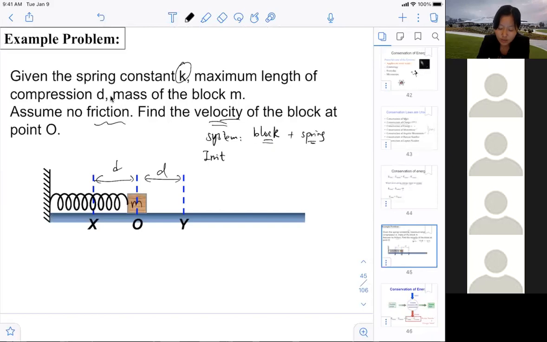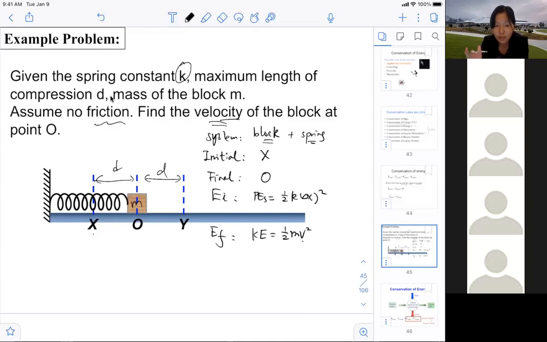My initial point: initially you launch the block from point X. So I'm just going to say X. Finally, you want to see the block's velocity at point O. So I'm going to pick my final point at point O. Your initial energy: the block is maximally compressed, so it's not moving at point X. So it's really just elastic energy, 1/2 K delta X squared. Finally, when the block is at point O, you have kinetic energy of the block. This is the velocity you want to find. But we don't have any spring energy because at point O, the spring is relaxed. It's neither compressed nor stretched.